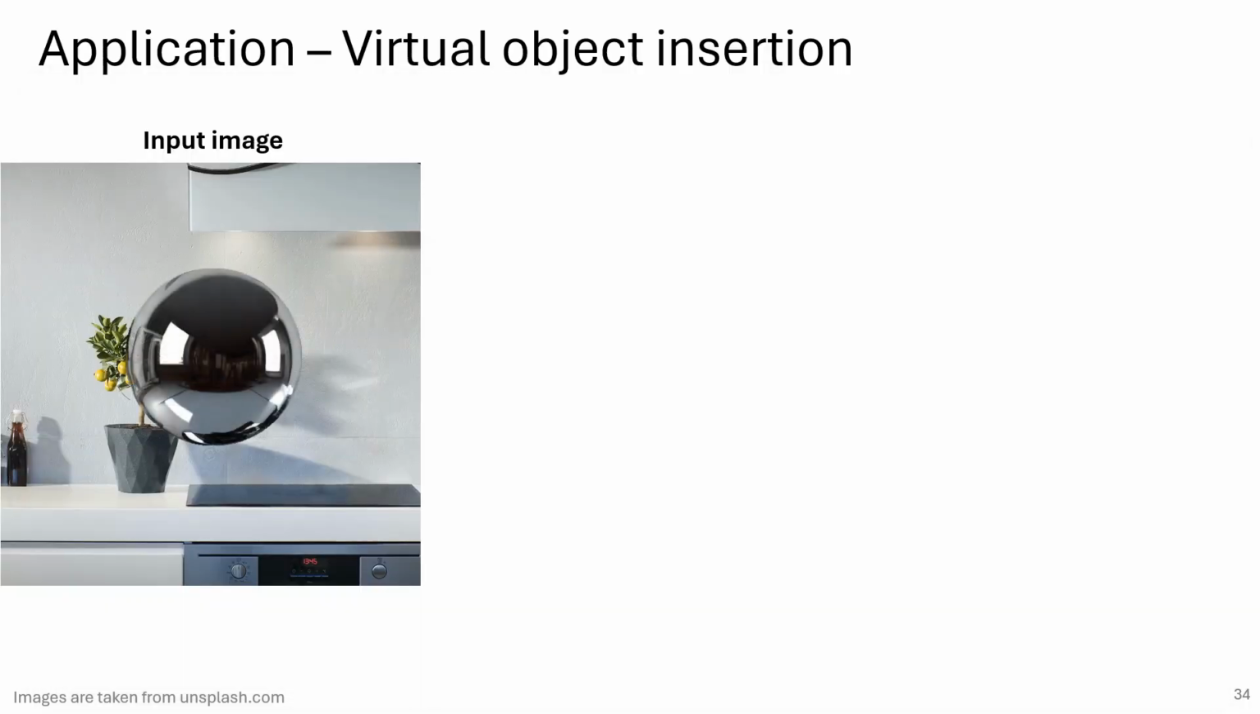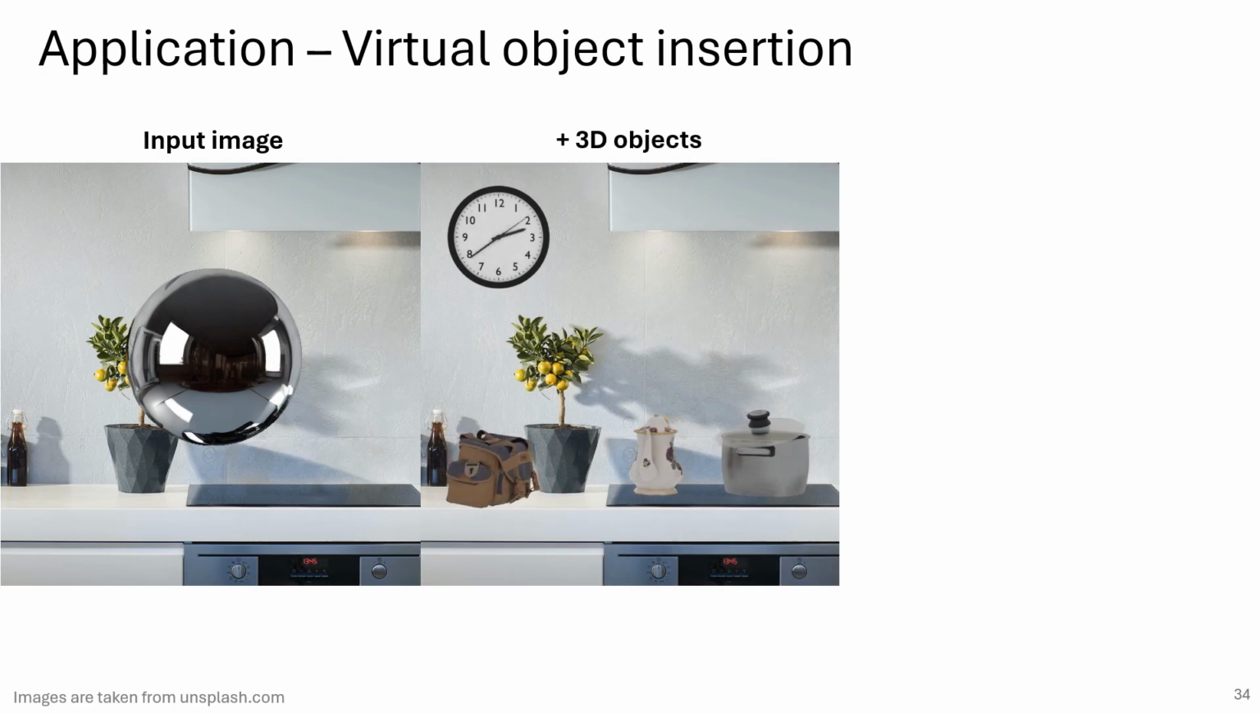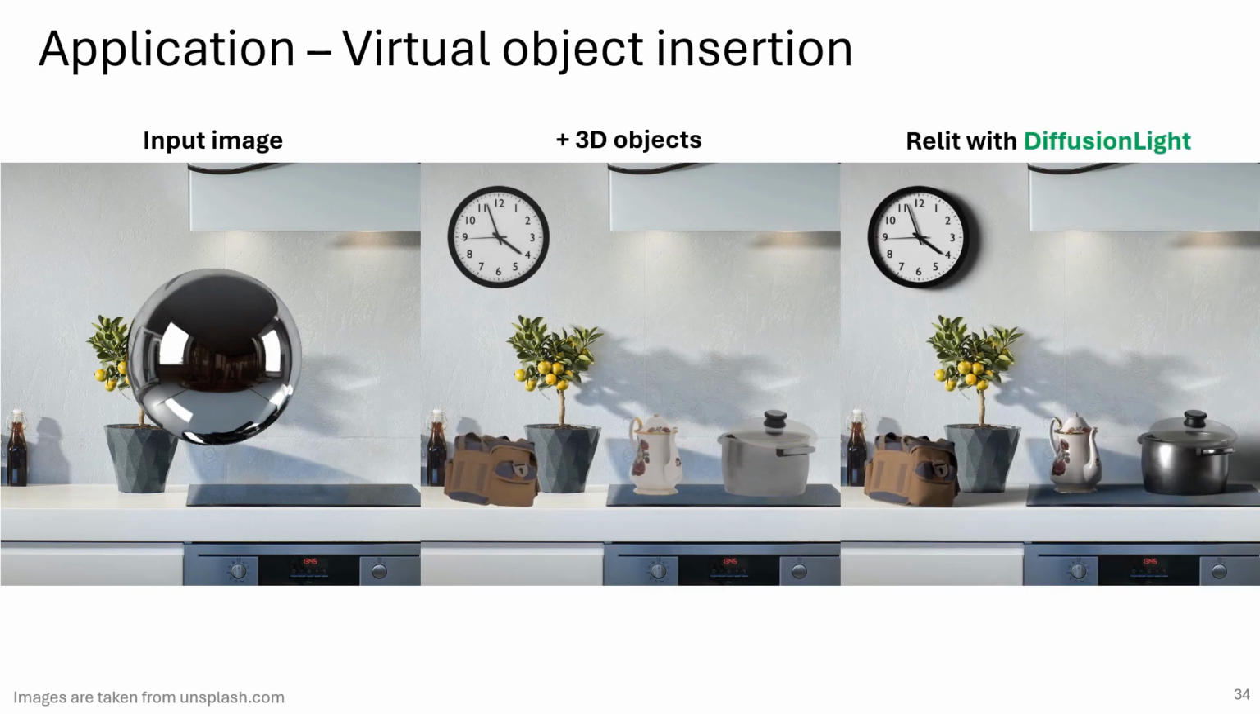Using DiffusionLight, we can add 3D objects into the input image and relight them using our light estimate for seamless composition.